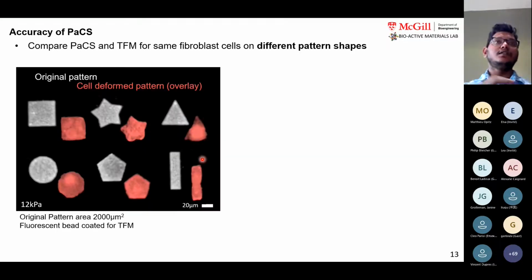So we had fibroblast cells on these different shape patterns, but of the same area, on 12 kilopascal silicone. And we also had fluorescent beads coated on these substrates. The beads are not shown here, but there were also TFM beads here. And we measured the traction forces, or the strain energy, from both the pattern deformations and the bead displacements.